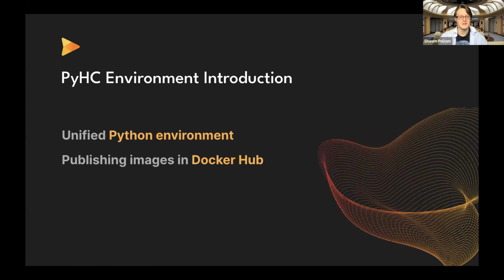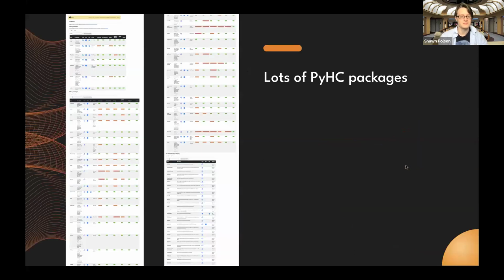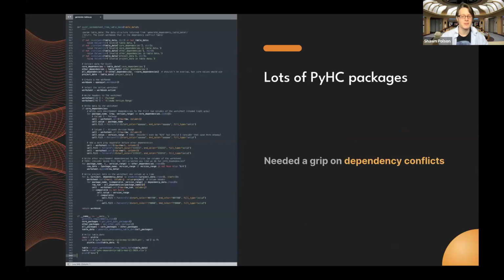So now these are slides that I presented back at IDEA, where I was talking about making a unified Python environment and publishing the images in Docker Hub. I want to do this because there's a lot of PyHC packages. For those keeping count, we've got over 80 now. And I just wanted to get a grip on what dependency conflicts existed.